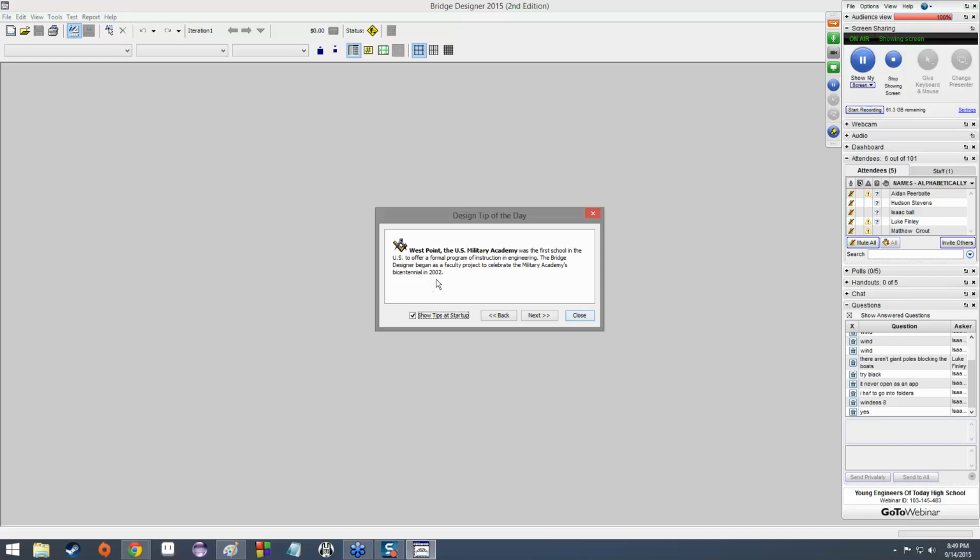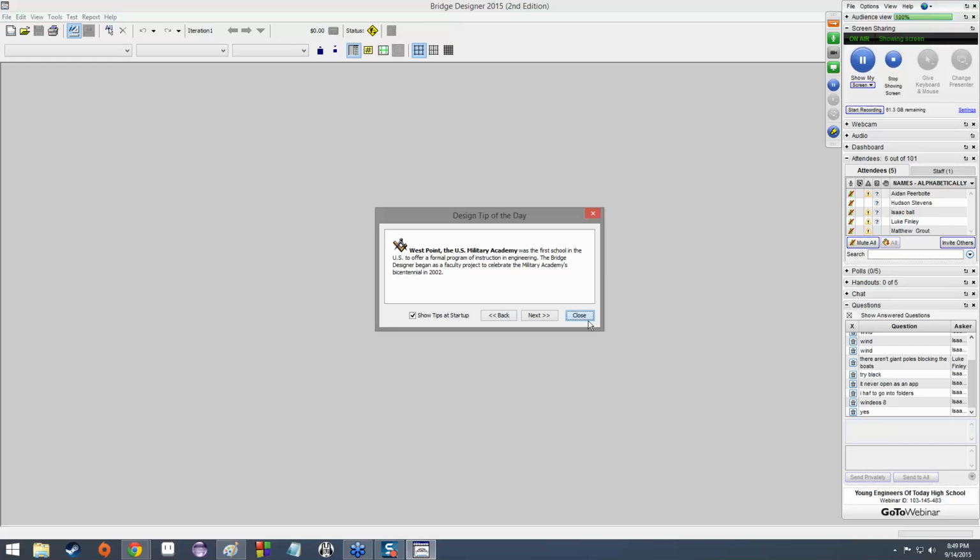West Point, the U.S. Military Academy, was the first school in the U.S. to offer a formal program of instruction in engineering. The Bridge Designer began as a faculty project to celebrate the Military Academy's bicentennial in 2002. 200 years, right? Yeah, 200 years. So 1802. Wow.